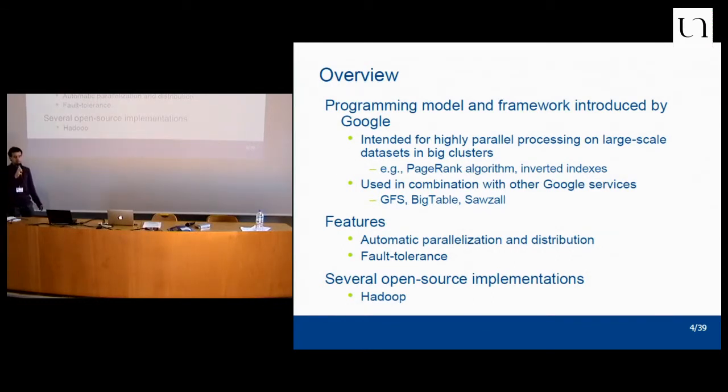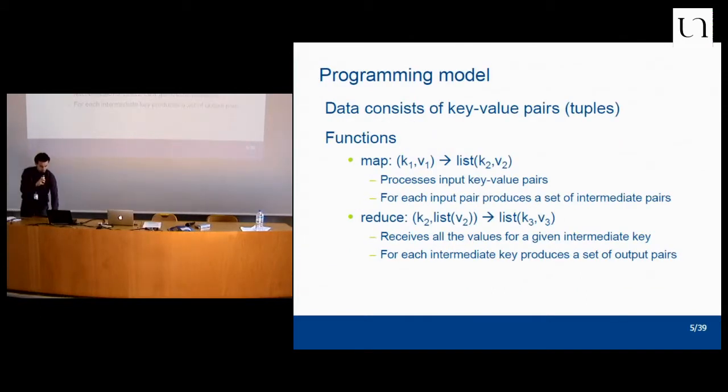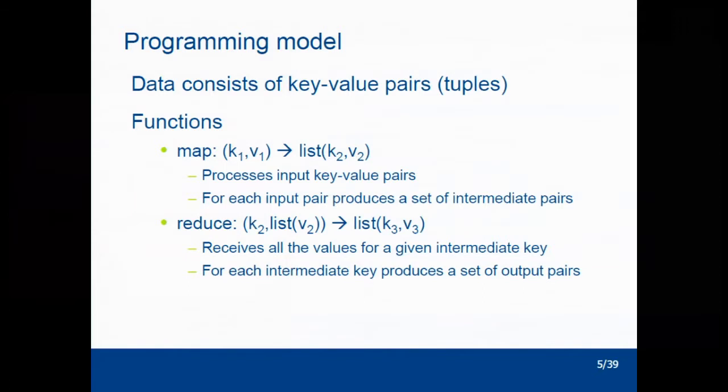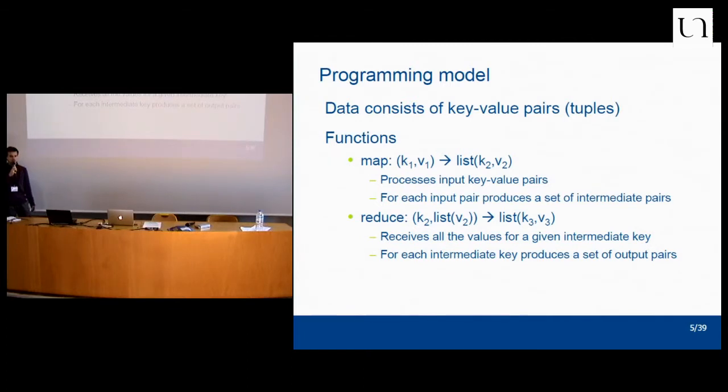There are several implementations of MapReduce, some of them open source, and the most popular one is Hadoop, which is the one that we have used. In MapReduce, the data consists of key value pairs that we also call tuples. And the users have to provide two functions. The first function is called map, and it reads input key values and produces a list of intermediate key value pairs. And there is the reduce function, which reads, for each intermediate key, all the values that have been produced in the map phase, and produces a list of output key value pairs.